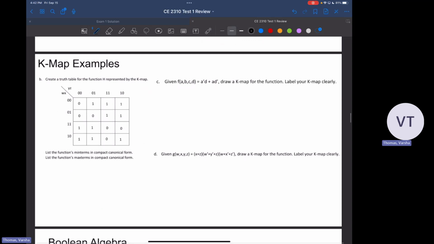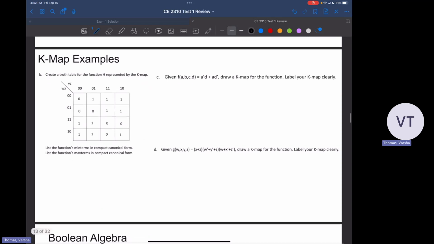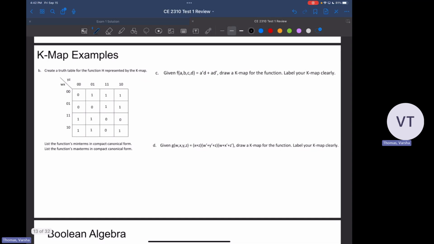This one asks you to create a truth table for the function h that's represented by this K-map. Same as the one example that we've done before. I'm going to have w, x, y, z. And then the function h.